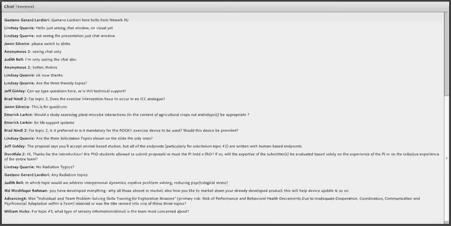All right. Our next question is from Mr. Rahman. It says, you have developed many things. Why are all of those absent in the market, and how would you market your already developed products? So HRP is looking at risk reduction for exploration applications. In terms of research applications to life on Earth, a proposal like that is more in tune with our colleagues at CASES, and not with HRP.